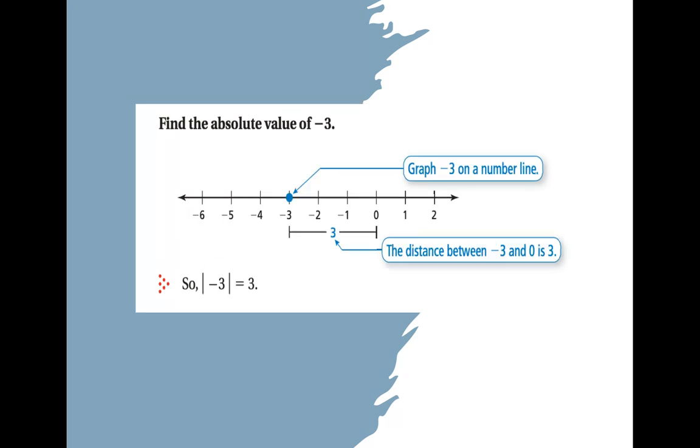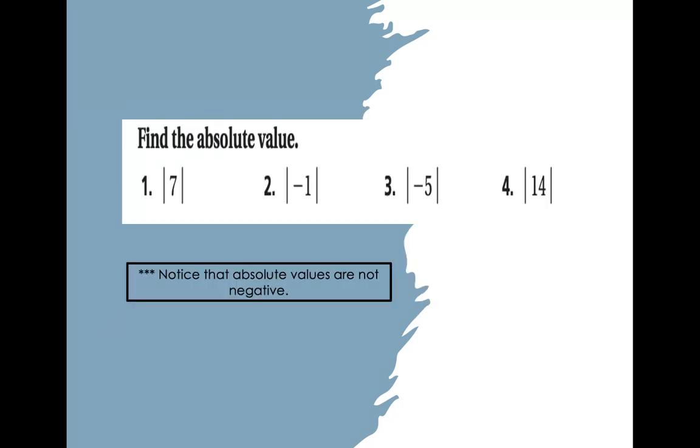Here's another. Find the absolute value of negative 3. Again, I like to do my jump. So we have 1, 2, and 3. So the absolute value of negative 3 is 3.